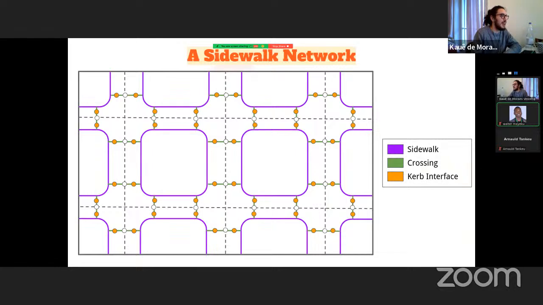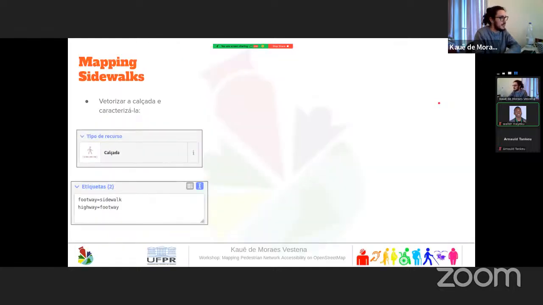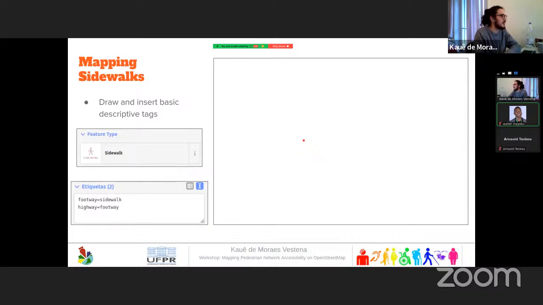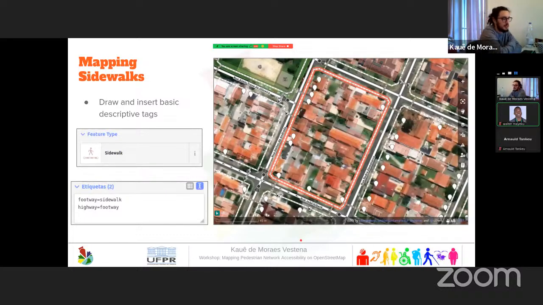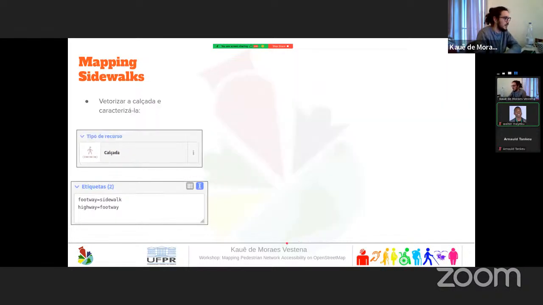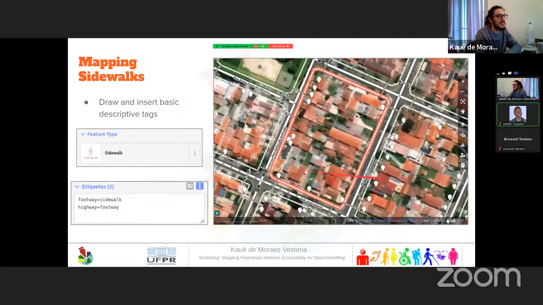Here we have the schematized representation of a sidewalk network, where you have in purple the sidewalk, in green the crossing, and in orange the curb interface. And also the streets. So the first thing about mapping, I just forgot this slide in Portuguese here. It was meant to be deleted.